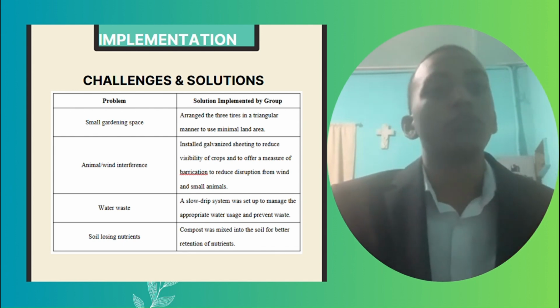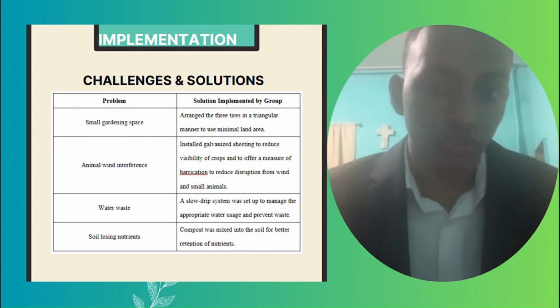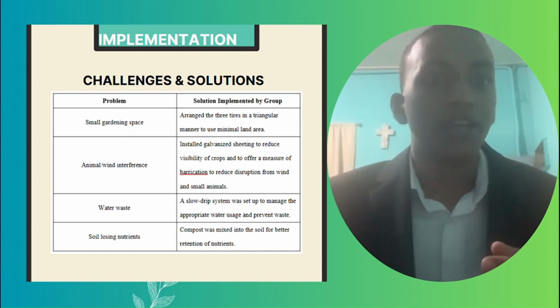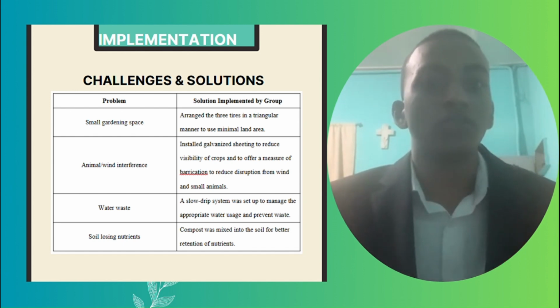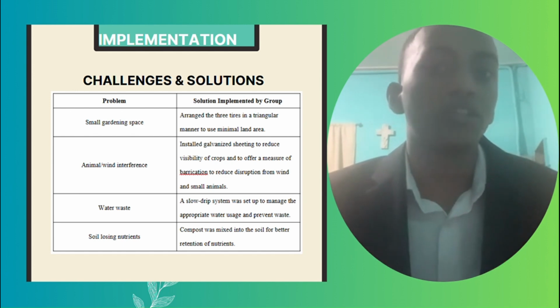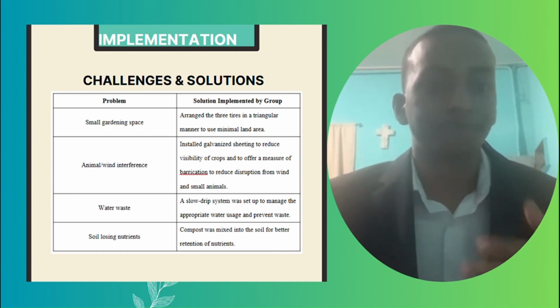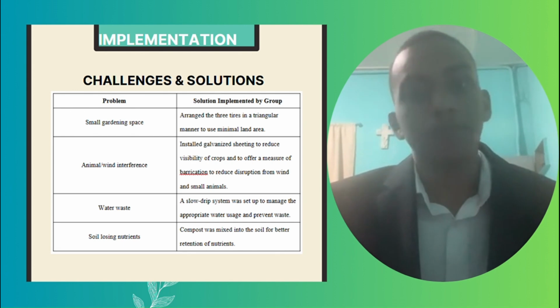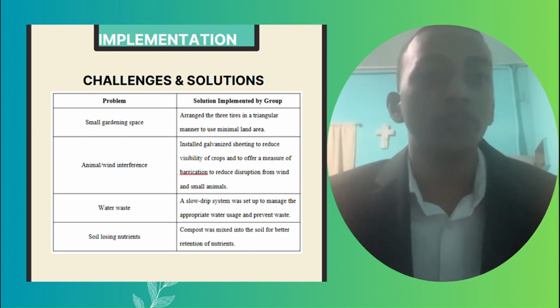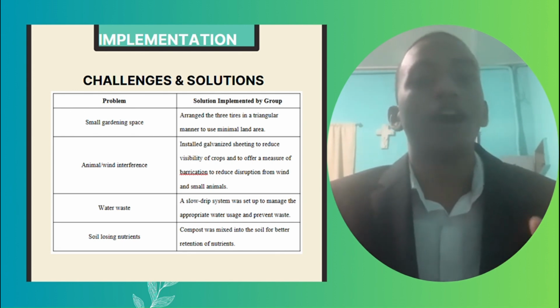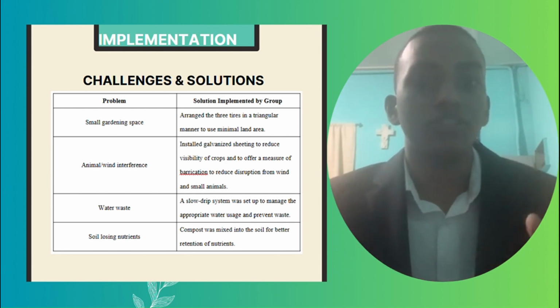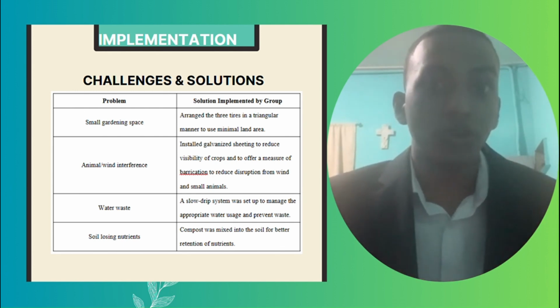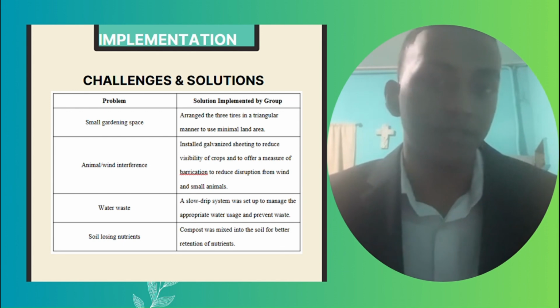In terms of water waste, we used a slow drip water irrigation system, and it was set up to use the appropriate amount of water without wasting too much water. And lastly, we had soil losing nutrients. So this was basically why we use compost, so that you would have more retention and you would just have more nutrition in the soil, which would be overall better for the plants.